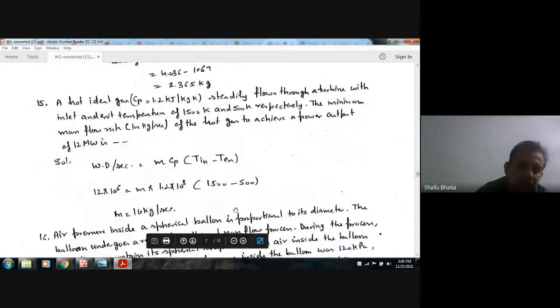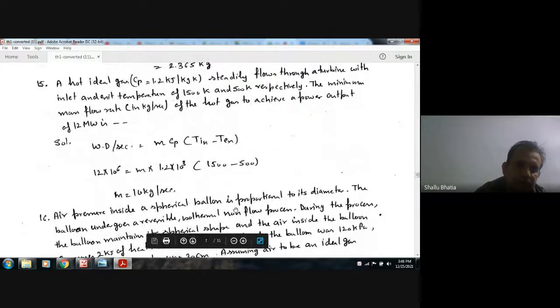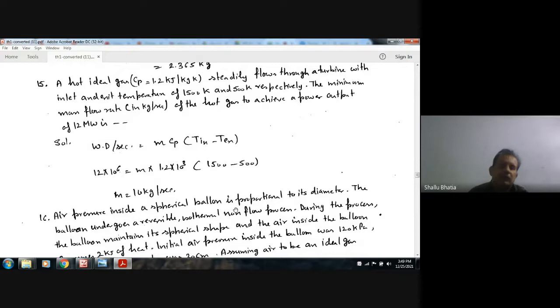Okay. Next, a hot ideal gas, Cp is equal to 1.2 kilojoule per kilogram per degree Kelvin, steadily flows through a turbine with inlet and exit temperature of 1500 Kelvin and 500 Kelvin respectively. The minimum mass flow rate of the hot gas to achieve a power output. Now the power output is 12 megawatt, or 12 megajoules per second. Okay, power output is 12 into 10 to the power 6.